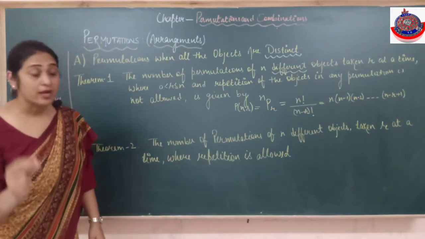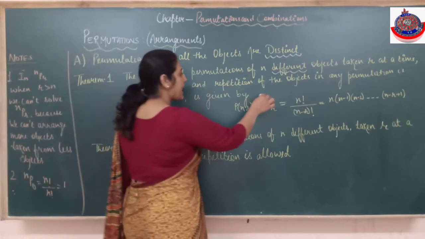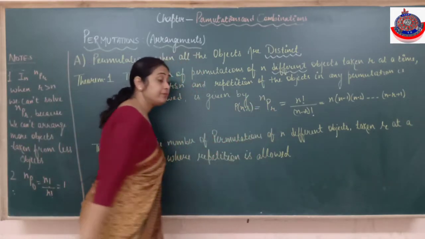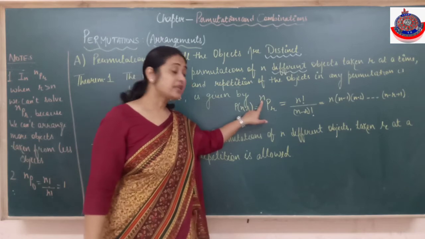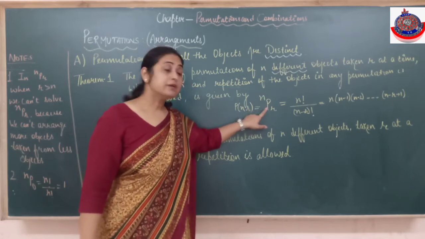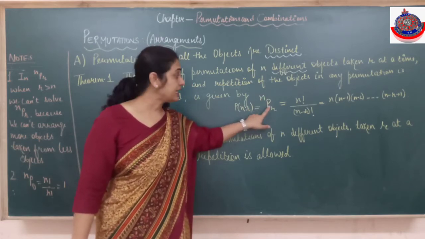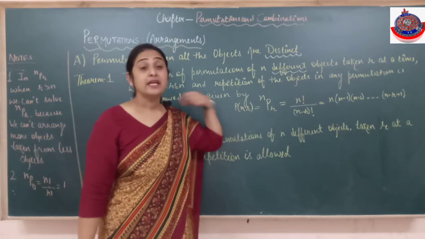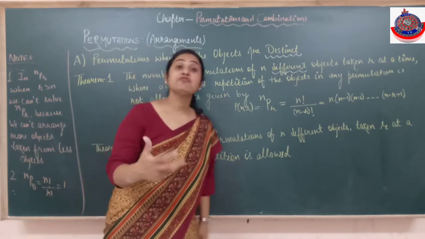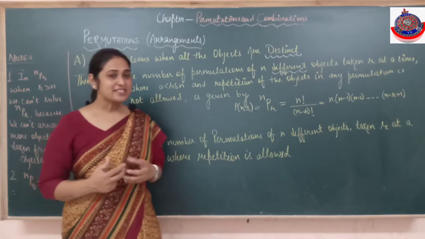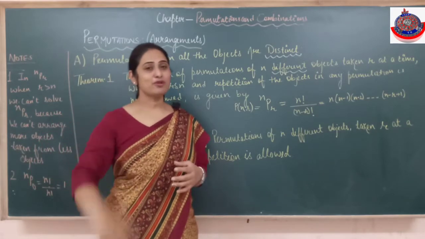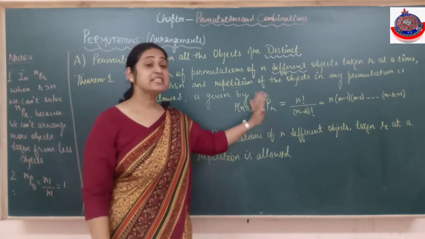Then what is the formula? The formula is nPr. That means from n total objects we have to do permutations, arrangements, taken r at a time. Now we are formulating the formulas. Is it clear? Otherwise I'll give you an example. It's the same thing we did in the principle of counting. That was also an arrangement; this came from there.